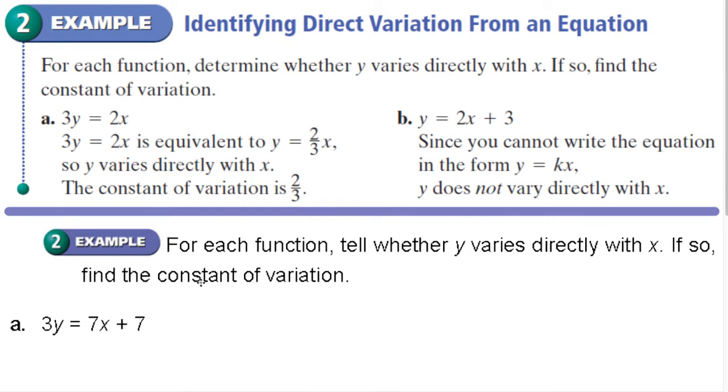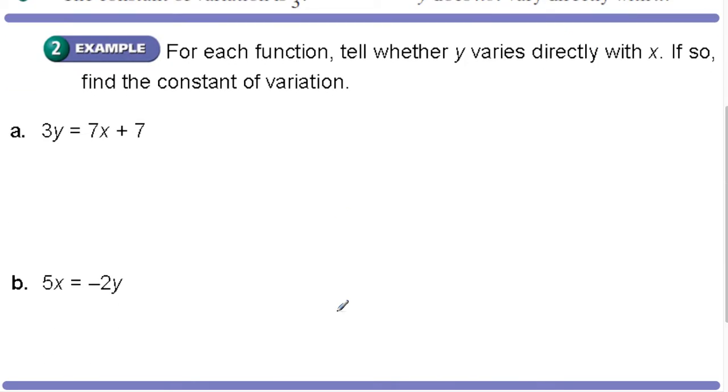We've got identifying direct variation from an equation. Okay, so for each function, tell whether y varies directly with x. If so, find the constant of variation. Okay, the dead giveaway in this one that it is not a direct variation is that plus 7. A direct variation has no plus anything, no minus anything. So this one is not a direct variation. And it is because of this guy right here.